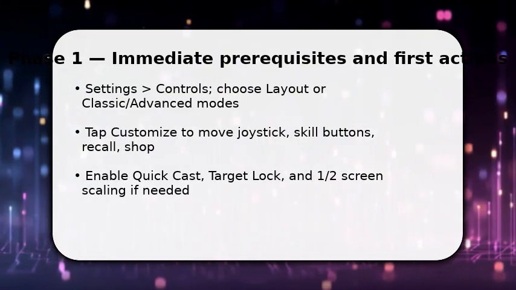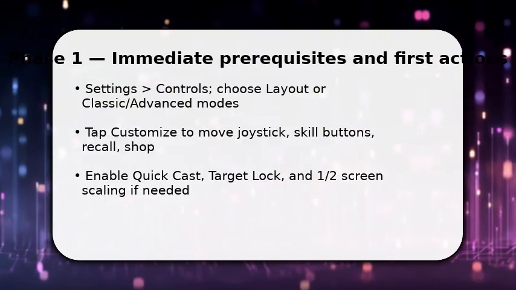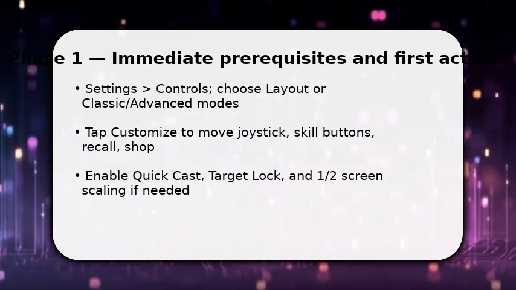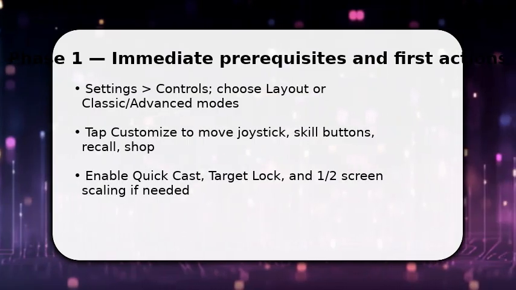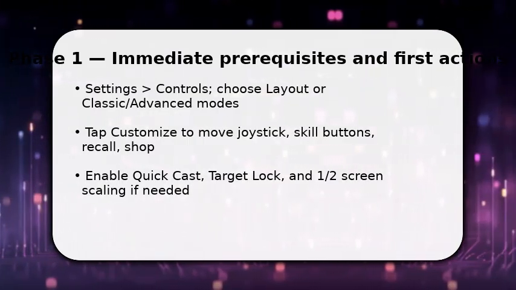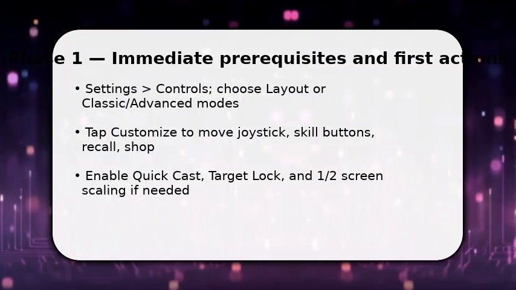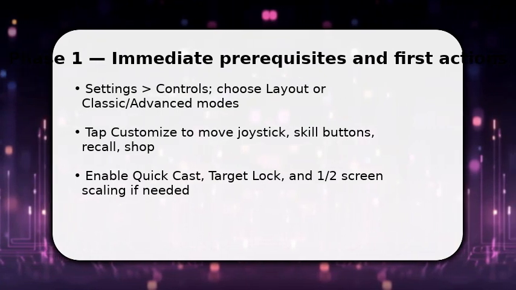Move the joystick and primary skill buttons where your thumb naturally rests, and enable Quick Cast or Target Lock only if you plan to use them. Make sure to set 1/2 screen scaling for cramped screens. This reduces reach. These first adjustments give you a working baseline to refine and practice.